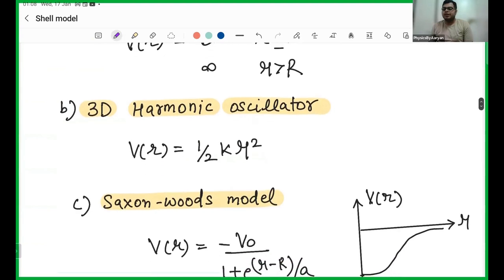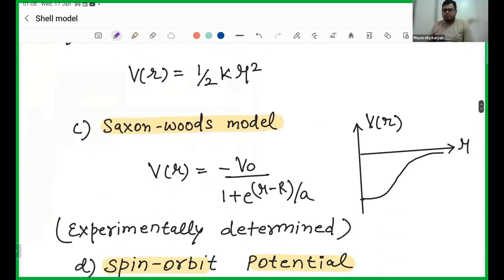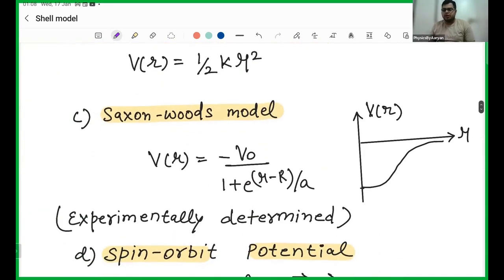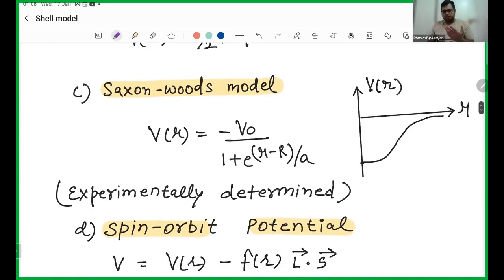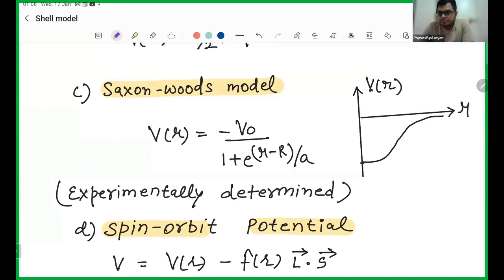Then it assumed that you have a 3D harmonic oscillator, half k r square. But still there were some problems. Then the Woods-Saxon model came up, which was basically the experimental potential. We studied that our radius was also something like this. You remember our density was changing like this. So from that kind of experiments, he predicted that our potential should be something like this. You can see a similar kind of relation was there for the density as well. So he predicted that maybe the potential is of this kind of format. So all these things were done.